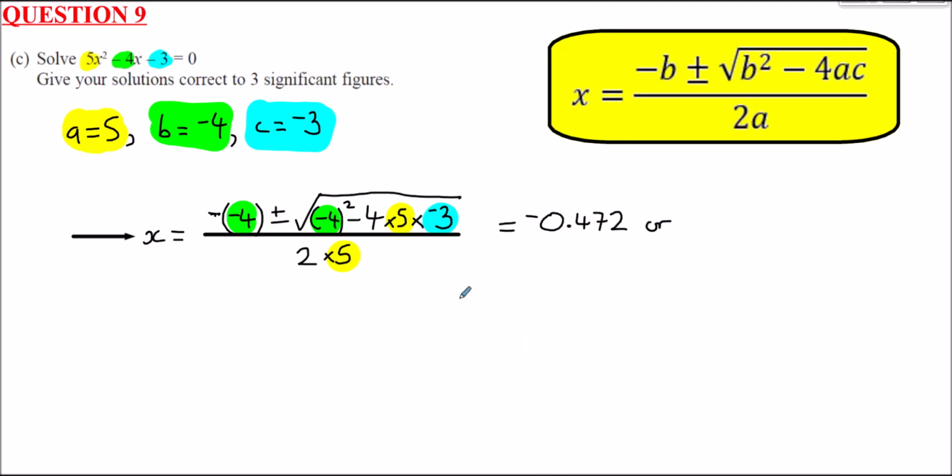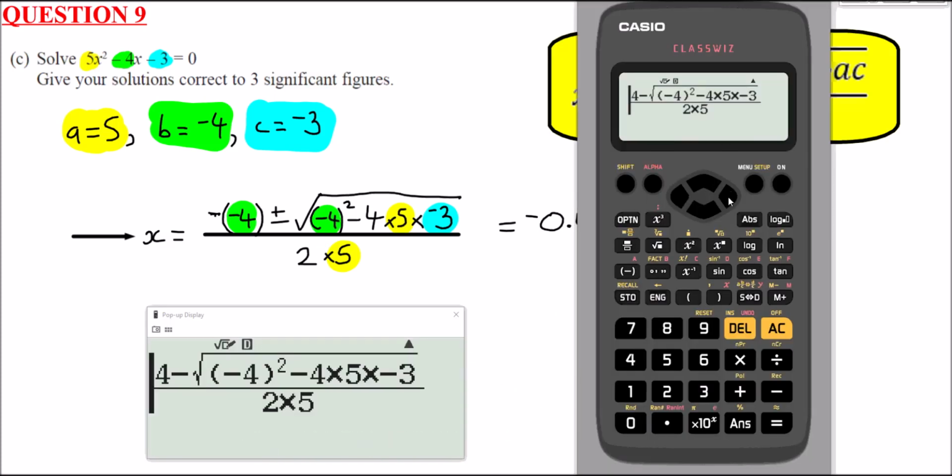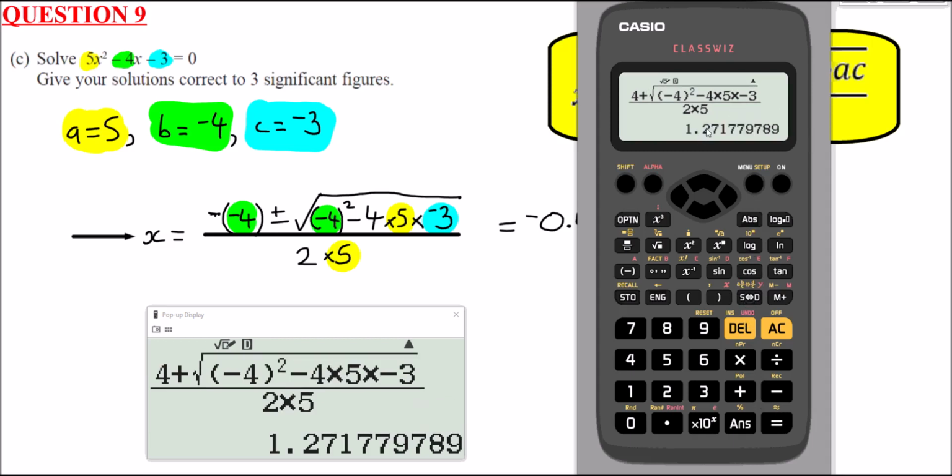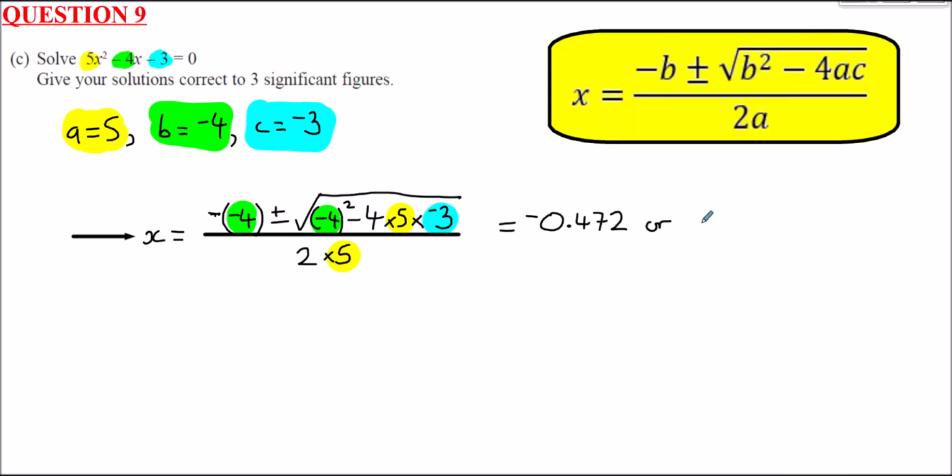And the other value is the positive option of this root. So we can actually do this by toggling back and changing this negative into a positive. And if we do that, we get this here, which if we press S arrow D, we get 1.27. And those are our 2 roots of this quadratic, -0.472 or 1.27 to 3 significant figures.